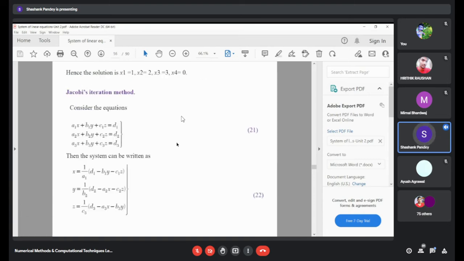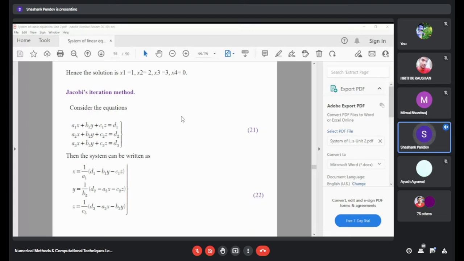So the exact solution you may write here. Look here that x1 is equal to 1, x2 is equal to 2, x3 is equal to 3, and x4 is equal to 4. So you solve it on your own. If you are not able to solve it using this Gauss iteration method, I will discuss it in our next class. Okay, so next is the Jacobi iteration method.